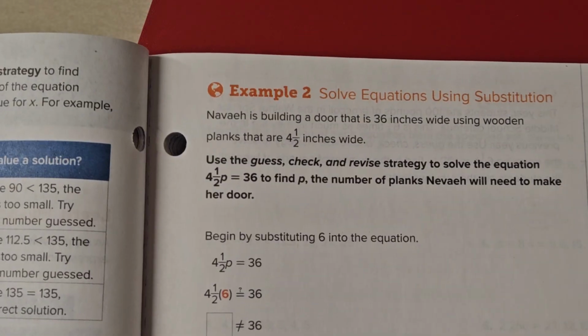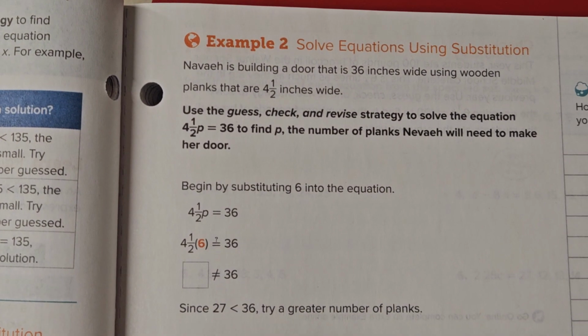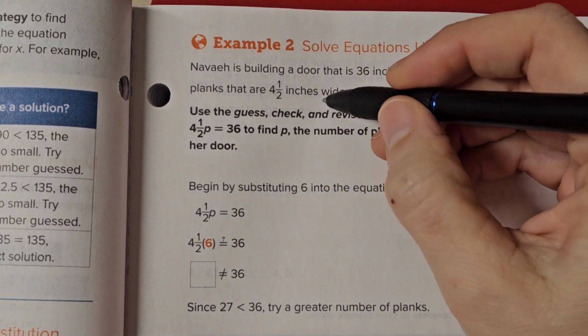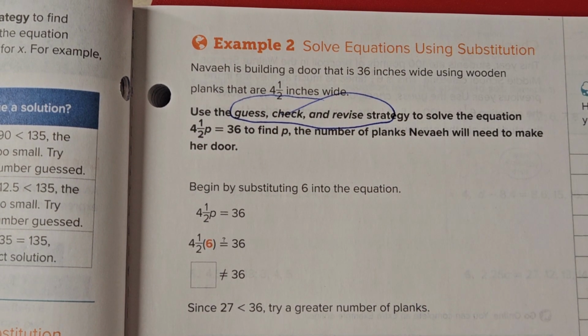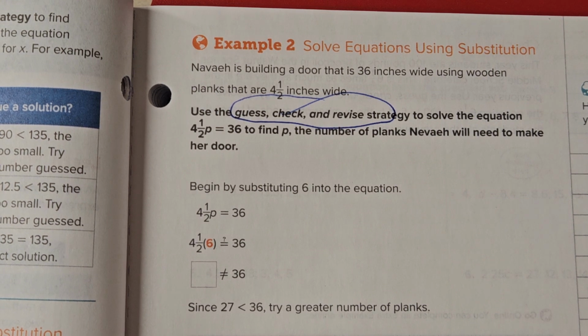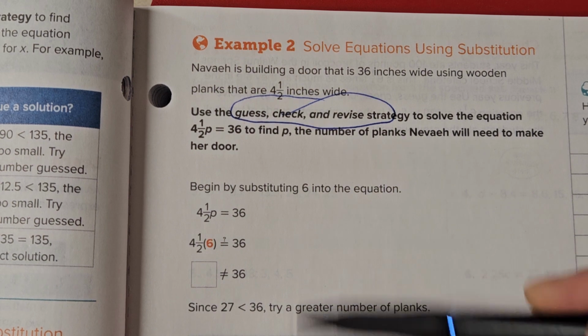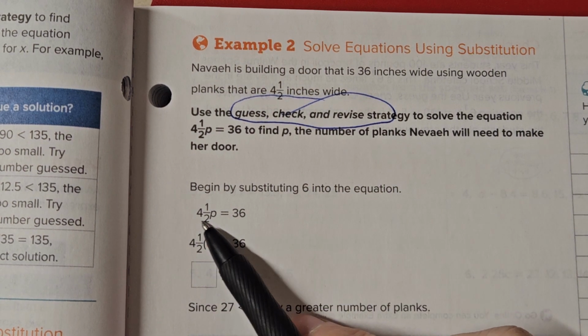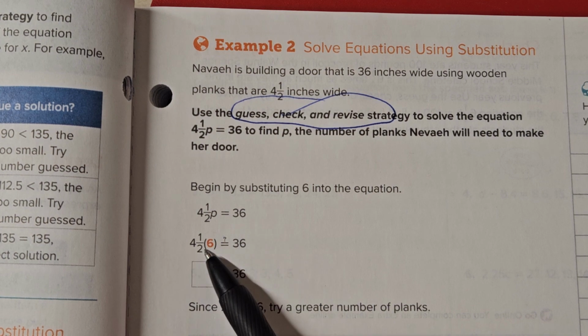That's the substitution method. You can also use the guess, check, and revise strategy. Okay, the guess, check, and revise strategy says make a guess, try it out. Begin by substituting 6 into the equation. So they're just going to walk you through the process, but if you have 4.5 times p and we're trying to get up to 36, they say, well, try 6.